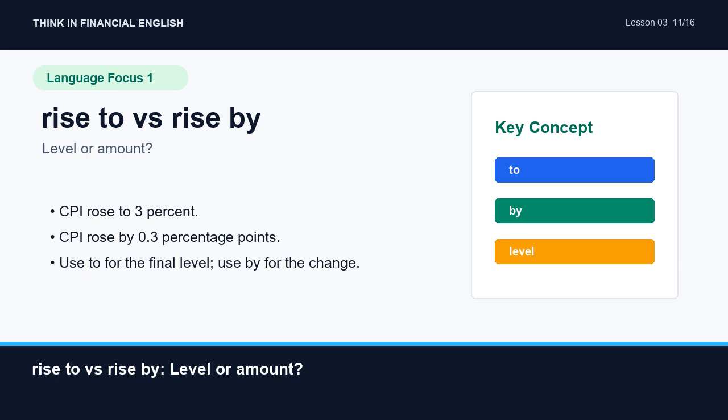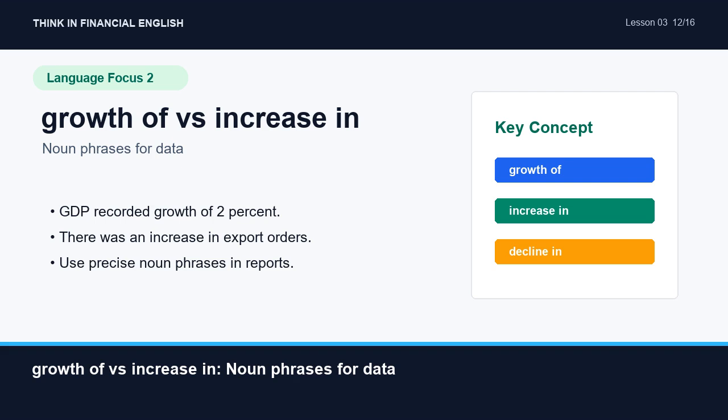The phrase rise to tells us the final level. For example, inflation rose to 3% means 3% is the new level. Two useful noun phrases are growth of and increase in. You can say GDP recorded growth of 2%. You can also say there was an increase in export orders. For negative data, use a decline in, a drop in, or a contraction in. The phrase rise by tells us the size of the change. Inflation rose by 0.3 percentage points focuses on the movement, not the final level.